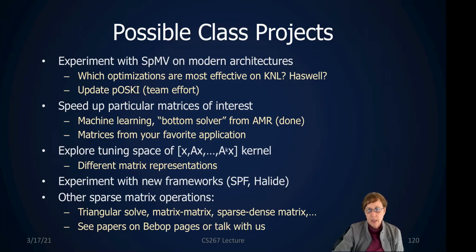So if you are interested in a particular problem domain, this communication avoiding algorithm idea was used in an adaptive mesh refinement problem, and in what's called the bottom solver. So kind of at the bottom of the adaptive mesh, when you turn something into a sparse solver, it was able to speed up that bottom solver substantially. Exploring the tuning space of things like the matrix powers kernel, and looking at code generation frameworks such as Halide or SPF for generating optimized auto-tuned code, and other sparse matrix operations besides matrix vector product. So I think with that, I am exactly on time.